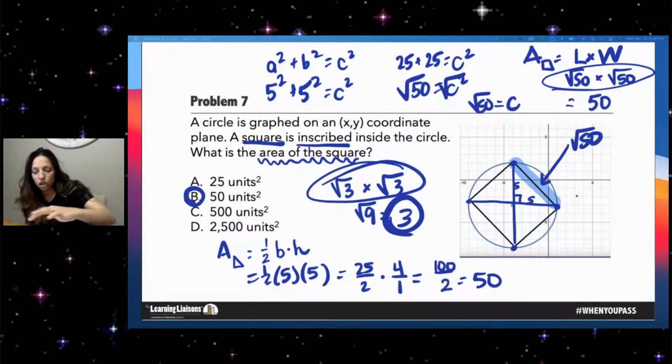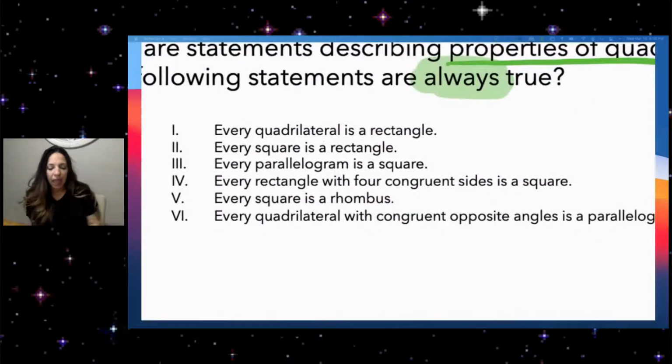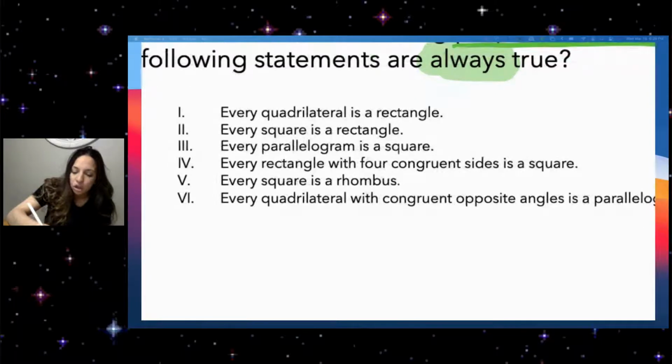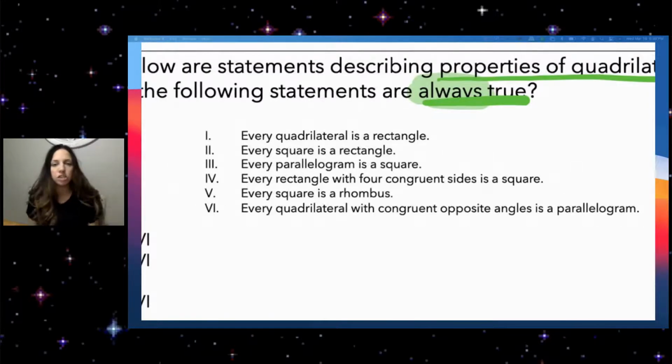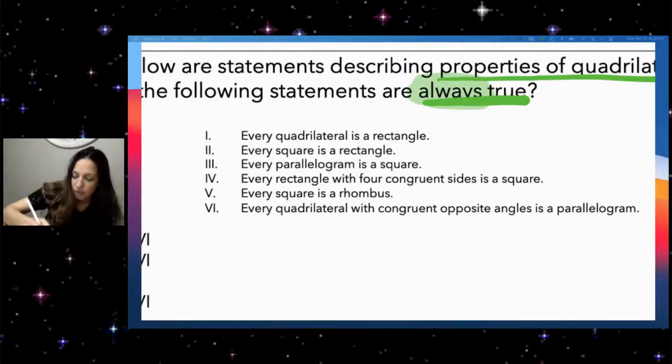So let's go ahead and look back at our properties. Every quadrilateral is a rectangle. When I'm looking for always true statements, all I'm trying to do is think of one example that is not, and then I can cross that one off. So every quadrilateral is a rectangle.